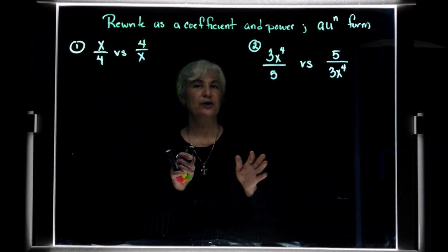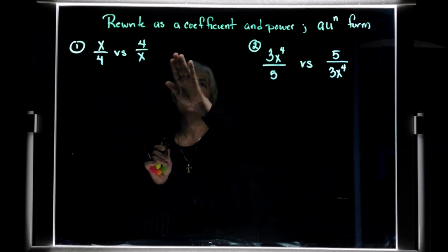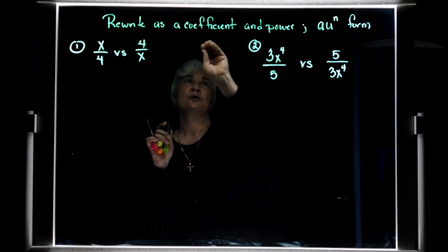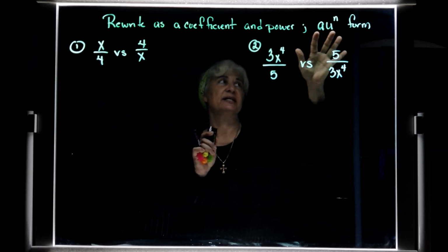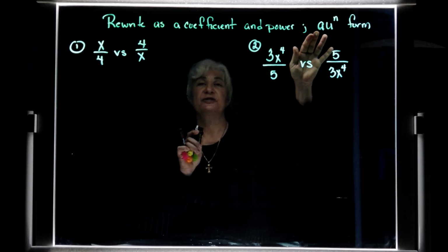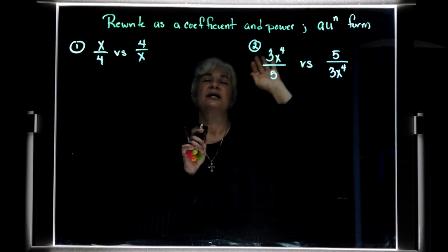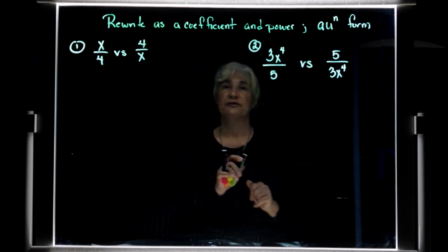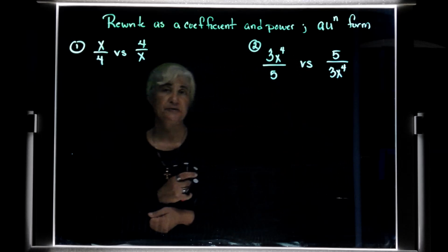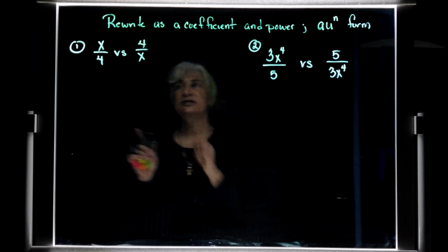Okay, so it looks like you found part 2 of writing these problems with a coefficient and a power. They'd like it in this format where you have the coefficient and then the variable to a power, but the variable's not in the denominator because they didn't write it in the denominator. Good? All right, so let's look at number 1.